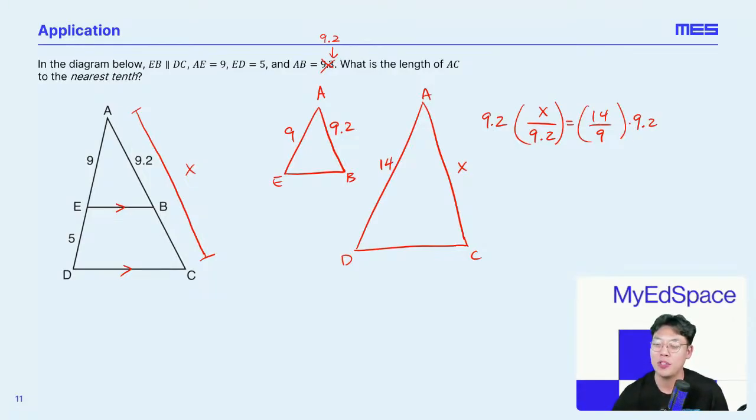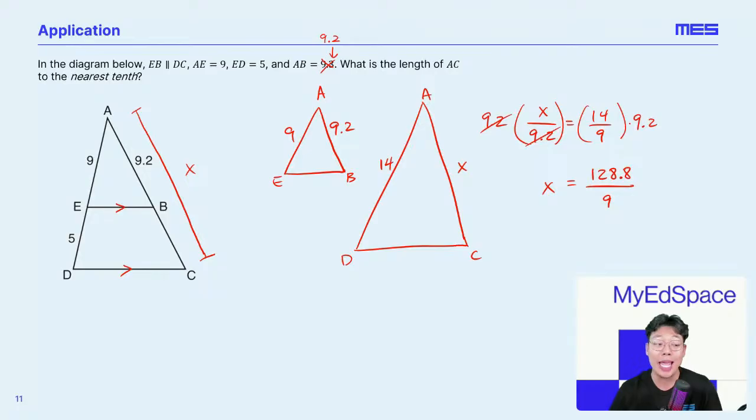14 times 9.2. Ooh, that's a tough one. Does anyone know how to do that off the top of their head? I think that's 126 plus 2.8, so 128.8. Somebody check me on that, please. All over 9. And that's what X will be equal to because the 9.2s cancel out.